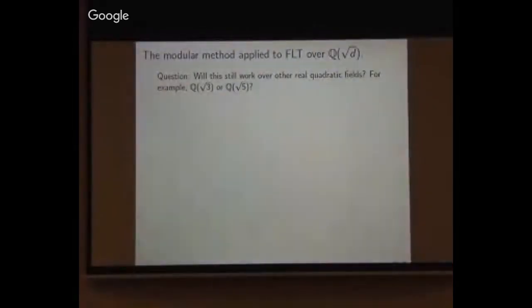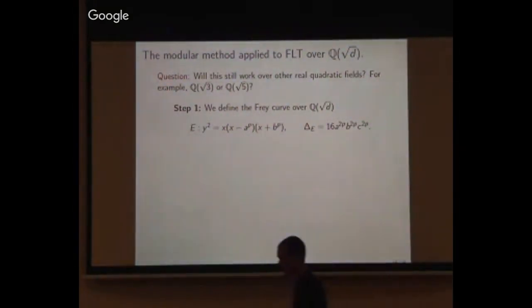What I mean is, can we perform the following 5 steps? Step 1 works because we can define the Frey curve by exactly the same equation. We now take a solution over Q square root of d, and we define the Frey curve with the same equation. Step 1 is fine.